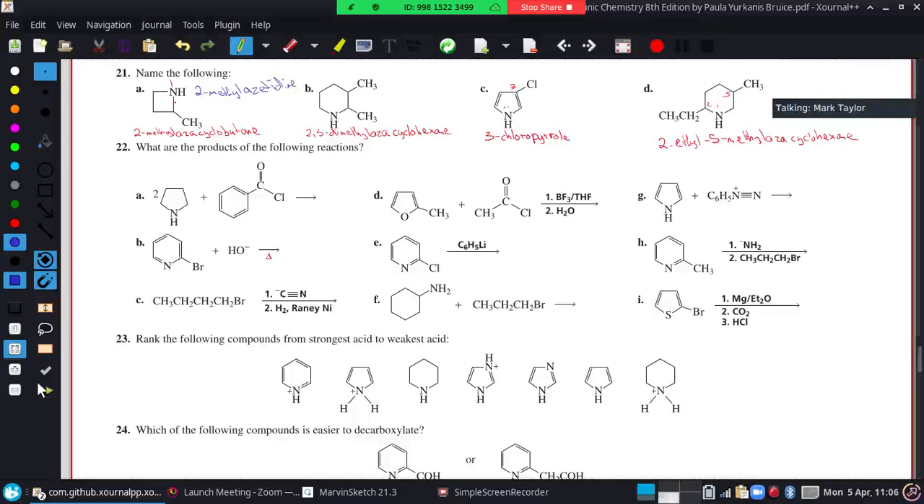And a 5-membered ring is piperidine. So this one could be called 2,3-dimethyl piperidine. And that would apply here as well. So this could also have been 2-ethyl 5-methyl piperidine.